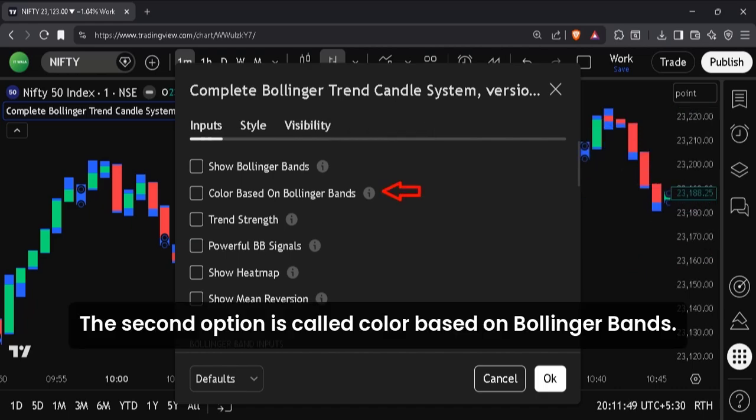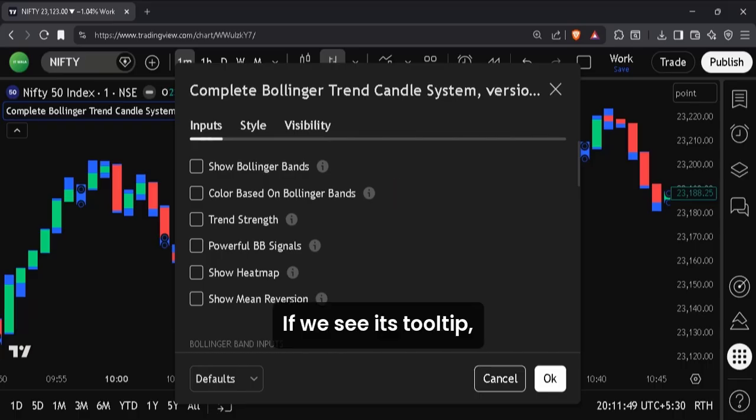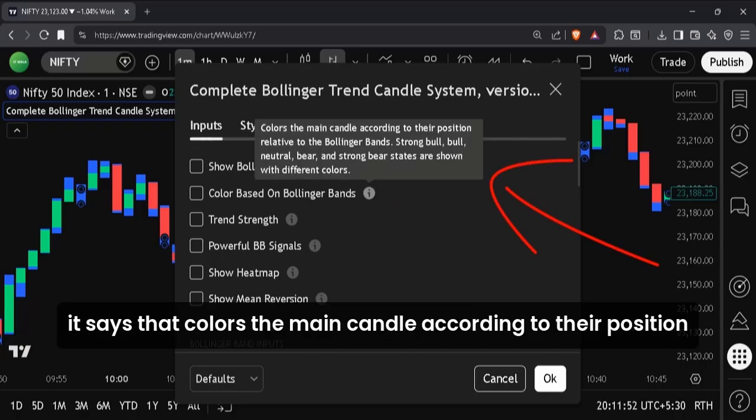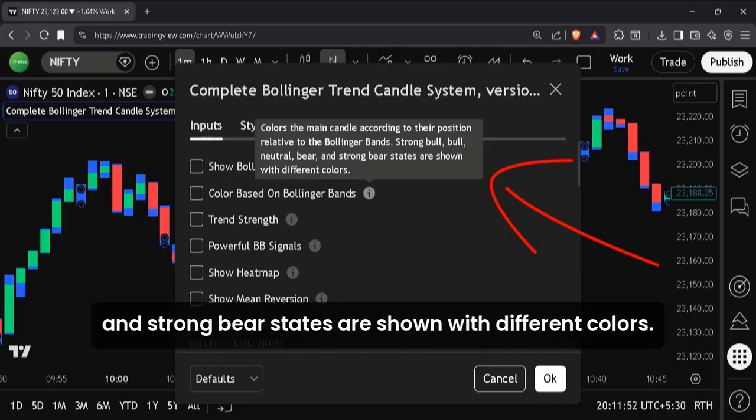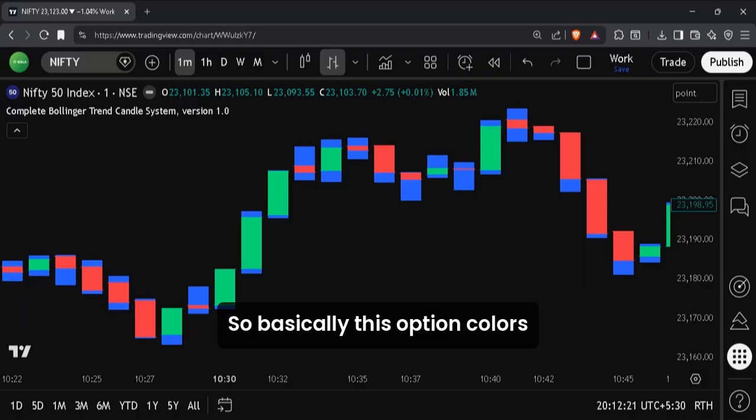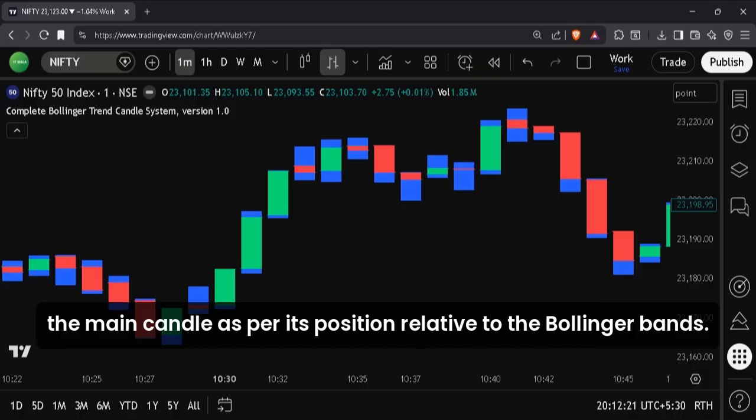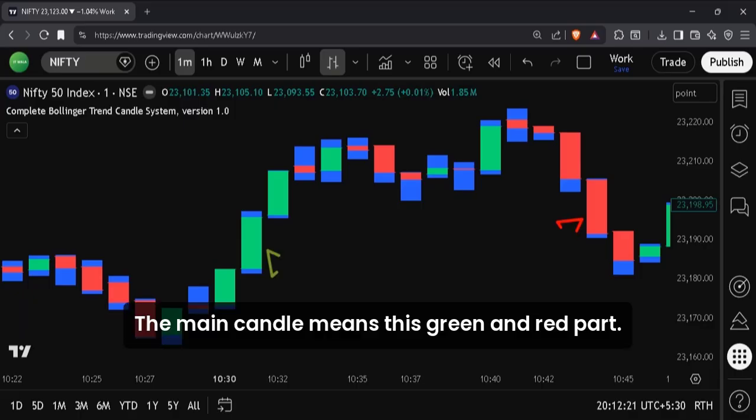The second option is called Color based on Bollinger Bands. If we see its tooltip, it says that it colors the main candle according to their position relative to the Bollinger Bands. Strong bull, bull, neutral, bear, and strong bear states are shown with different colors. So basically, this option colors the main candle as per its position relative to the Bollinger Bands. The main candle means this green and red part.